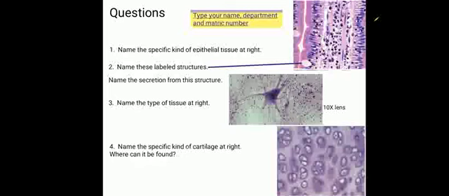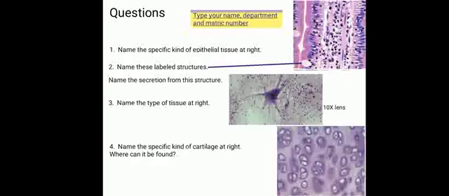So this is the end, and you have these questions which you have to attend to. Name the specific type of epithelial tissue at right. In this diagram we are seeing, just name it at right. Then label and name these labeled structures. Look at this diagram to do it. All the answers are there. And then name the type of tissue at right. Which type of tissue it is.